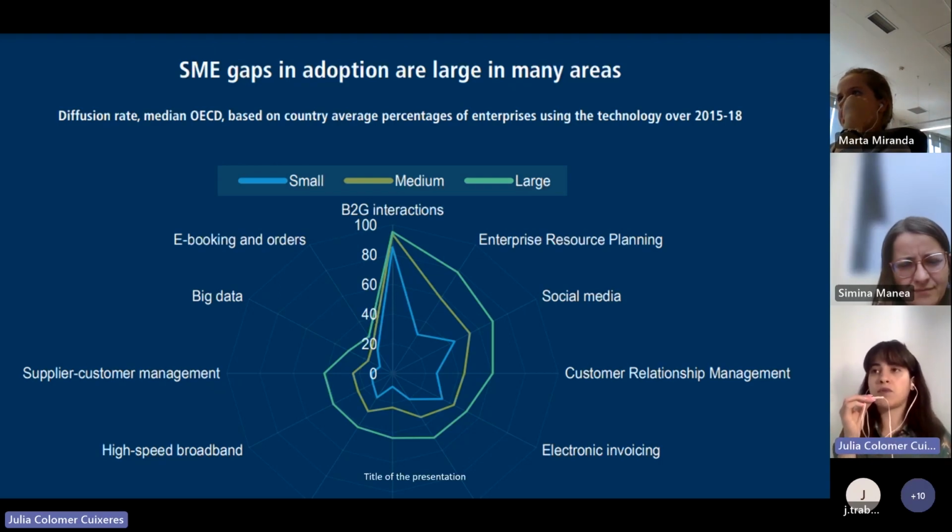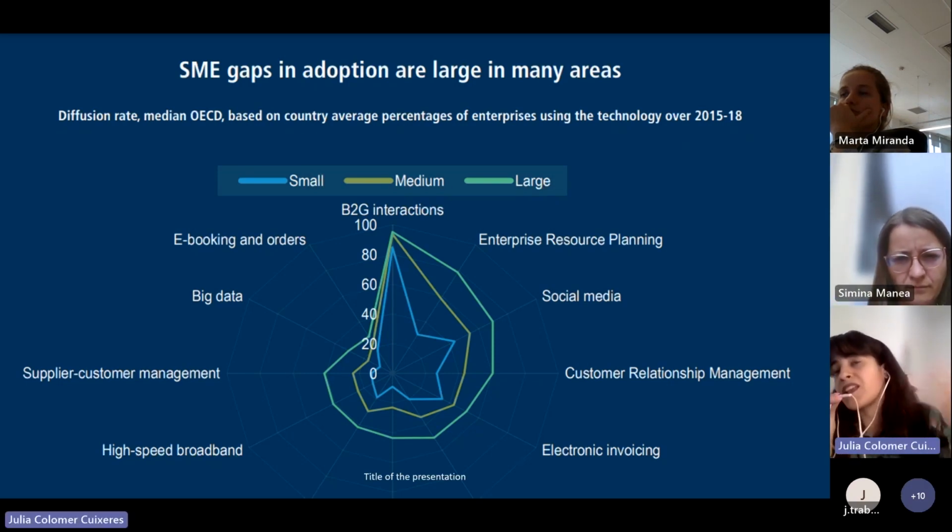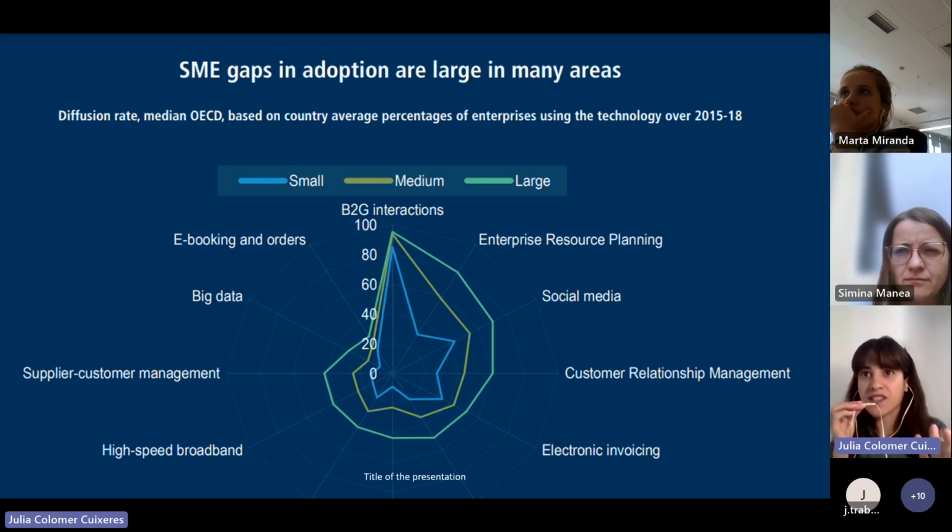And it was quite curious for me because you can see they are more into social media, marketing, and customer relationship, but for example big data, maybe it's because they don't have enough information on how to use this tool, or e-booking and orders, high-speed broadband. So it was surprising, because I think we need to have more information and they should be more aware of how it could be beneficial for them, and it can make more profits as well in the end.